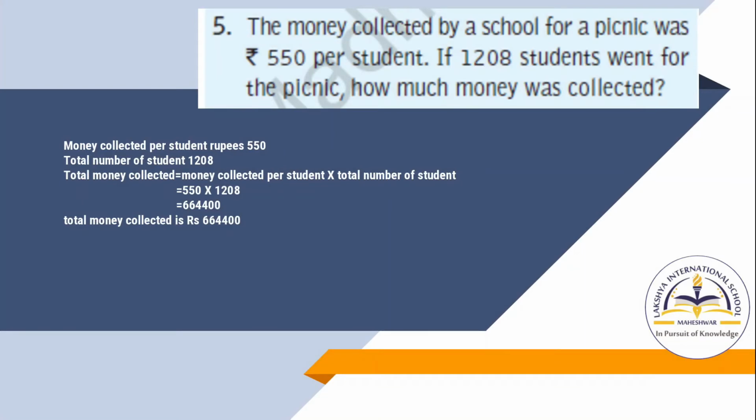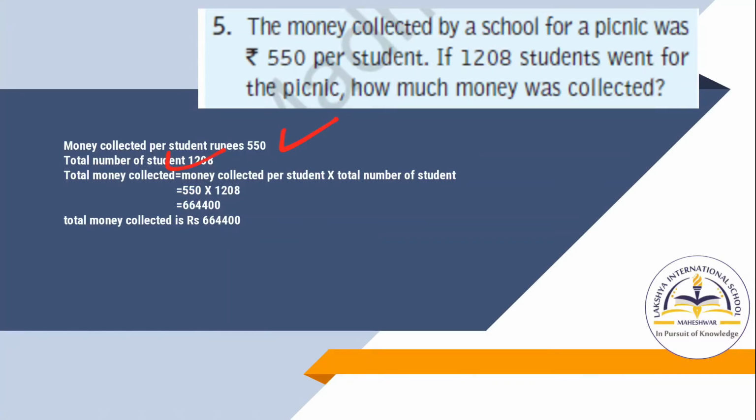Question number 5. The money collected by a school for a picnic was 550 per student. If 1208 students went for the picnic, how much money was collected? So how much money is there for the picnic? That is 550. How many total students?